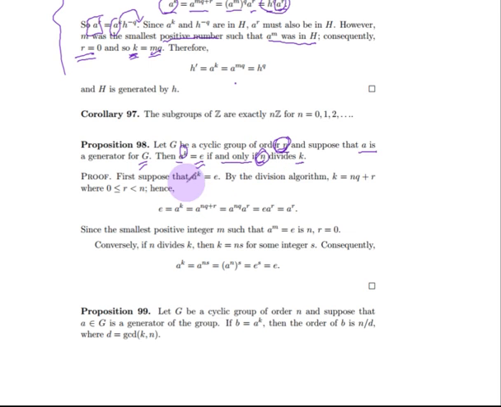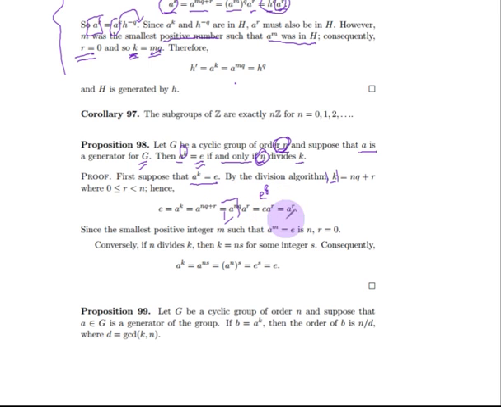Okay, follow this proof. Suppose that a to the k is e. By the division algorithm, k can be written as n times q plus r. Again, r is a non-negative number less than n. Then I can write e as a to the k, which equals a to the nq plus r. But a to the nq is equal to the identity to the qth power, and the identity to the qth power is the identity, so I have a to the r.